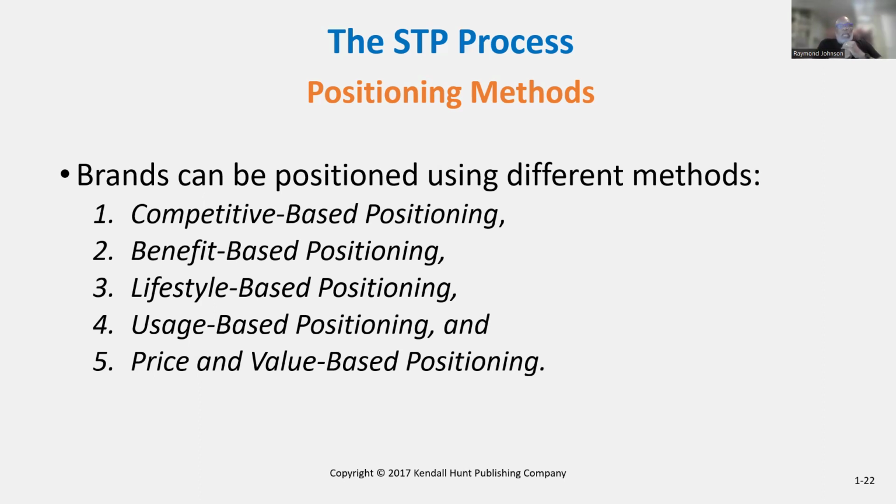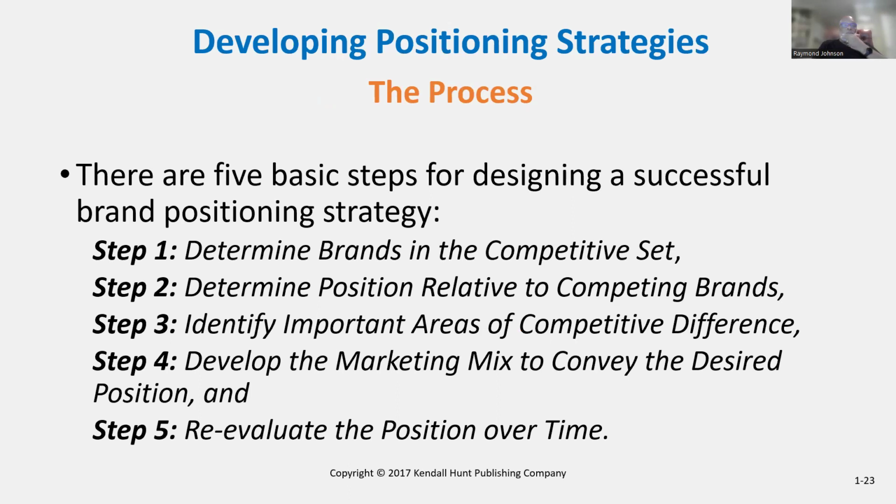Maybe it could be for a different type of alcoholic drink. It could be a chair. It could be clothes, whatever it is, or usage-based, or it could be price or value-based. A lot of different ways that we can position our products. I want you to read the slides, take a look at the material, but for the most part, just be aware that there are a lot of different ways that we can position our product.